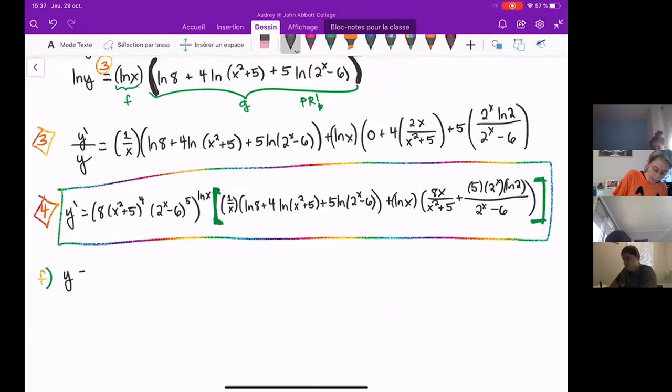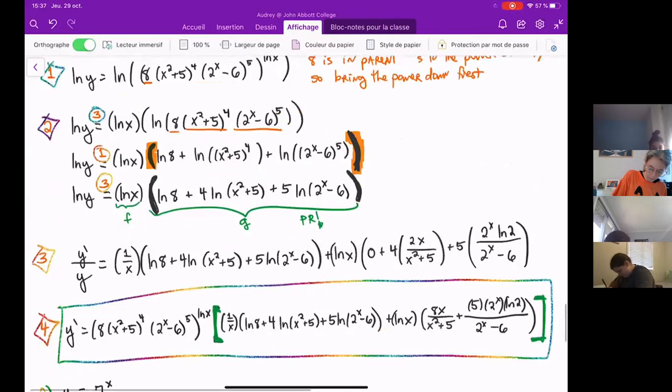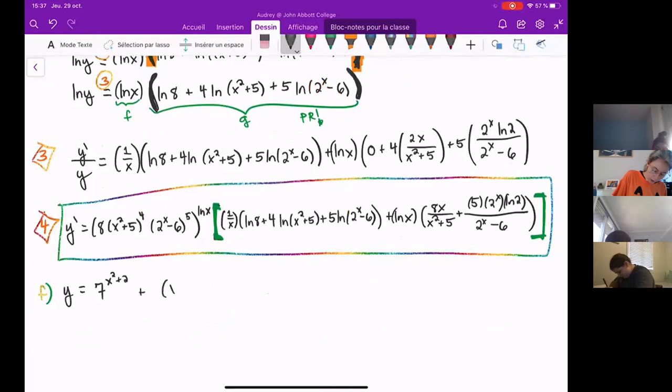It was y is equal to 7 to the x squared plus 2 plus x squared plus 2 to the 7. While we're doing this, be thinking about the other ones you want to do, or the other one you want to do.